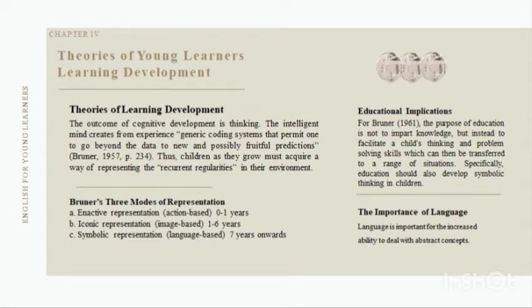Educational implication. For Bruner, 1961, the purpose of education is not to impart knowledge but instead to facilitate a child's thinking and problem-solving skills, which can then be transferred to a range of situations. Specifically, education should also develop symbolic thinking in children. The importance of language: language is important for the increased ability to deal with abstract concepts.